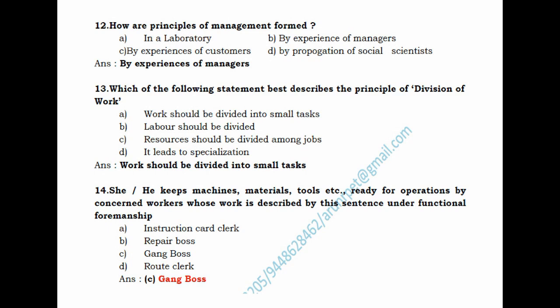Under functional foremanship, you learned about different people: instruction card clerk, route clerk, time and cost clerk, disciplinarian, speed boss, gang boss, repair boss, inspector. Each person under the planning in charge as well as the production in charge has their own work to do in the organization. The work of keeping the machines ready for operation is the work of the gang boss. Gang boss is the one responsible for keeping the machines, materials and tools ready for operation. So the answer will be gang boss.